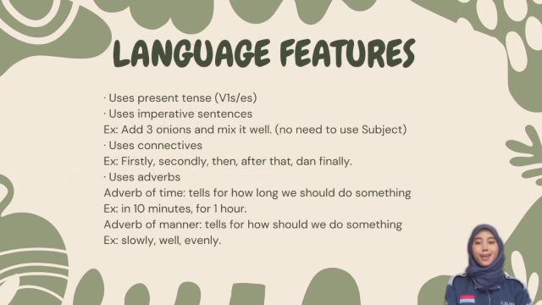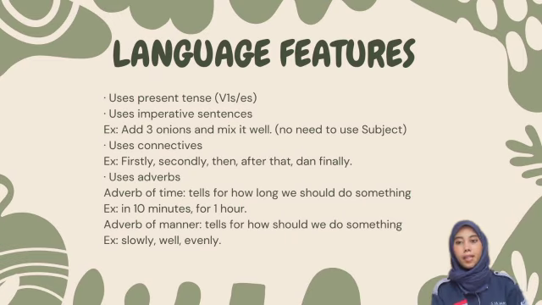Okay, the next one is the language features. Of course, when we're going to make a procedure text, we need good language features in order to understand the text correctly. First of all, just like descriptive text, we use a lot of present tense. And we also use imperative sentences. Sometimes in a procedure text, we don't use subjects because we know the one who's being ordered is us or the reader. For example, add 3 onions and mix it well.